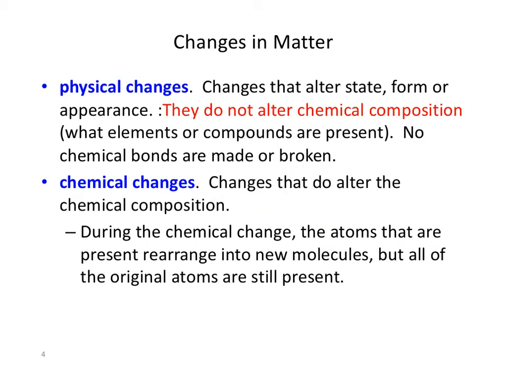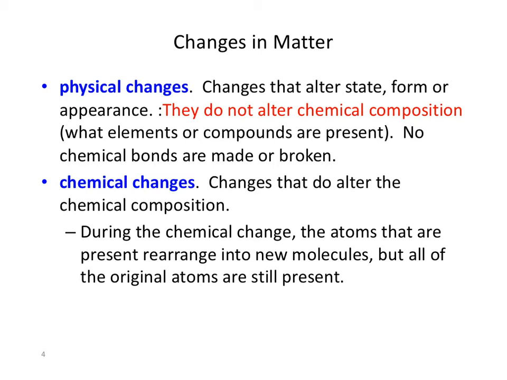So closely related to chemical and physical properties are chemical and physical changes. Physical changes are changes that alter the state, the form, or the appearance of a substance, but they do not change the chemical composition. And so that's sort of the key difference, right? And so we're not making or breaking any chemical bonds when we do physical changes.